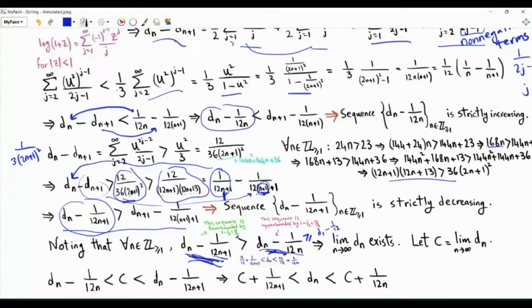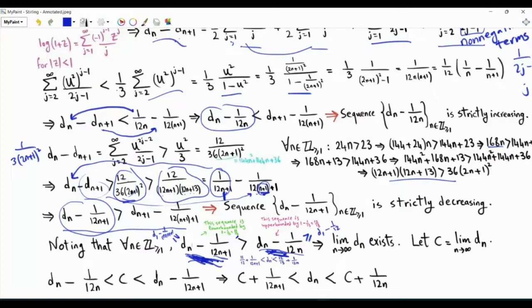Also, from the point of view of this sequence, it is strictly increasing, and it is upper bounded by this sequence, which is strictly decreasing. So the maximum value of this sequence happens when the index n is equal to 1. So this is less than or equal to d1 minus 1 over 12 times 1 plus 1. So d1 is 1, and so basically the maximum value here is 1 minus 1 over 13, which is 12 over 13. So the sequence here is strictly increasing, and it is bounded from above.